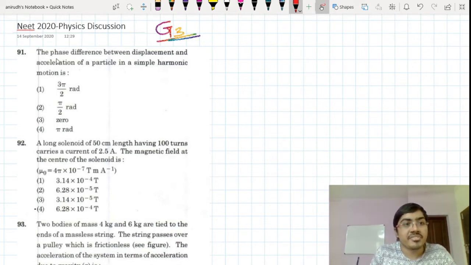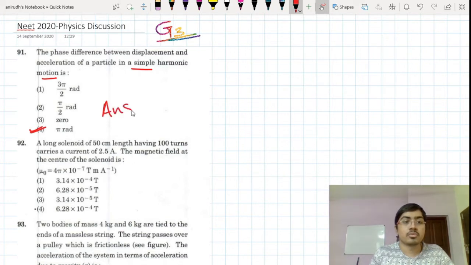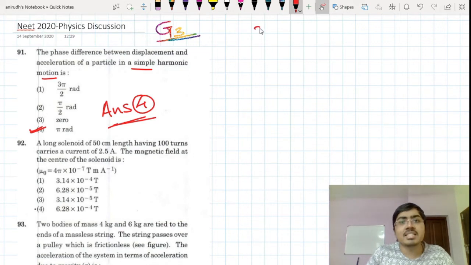This is from the topic of oscillations. The phase difference between displacement and acceleration of a particle in SHM is... It's a direct question. As we all know, this is option number 4. So we will have this answer by heart by now, but at least let us try to solve this.